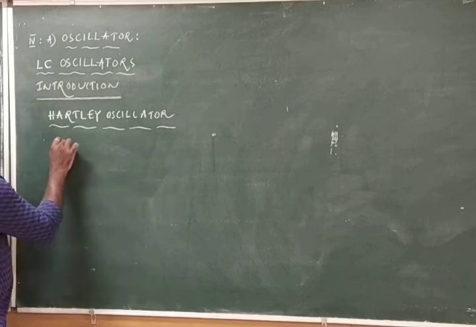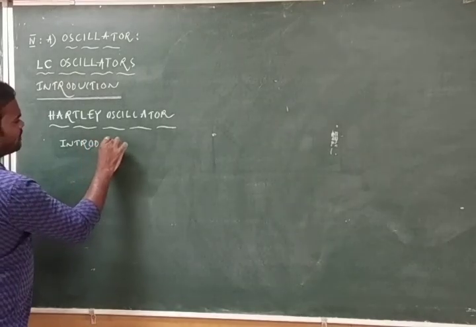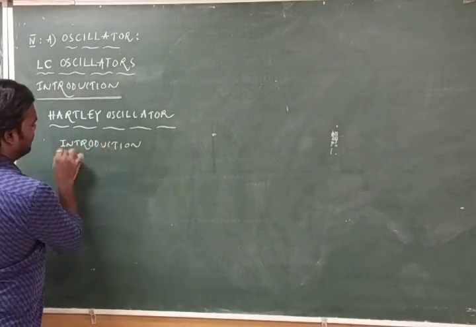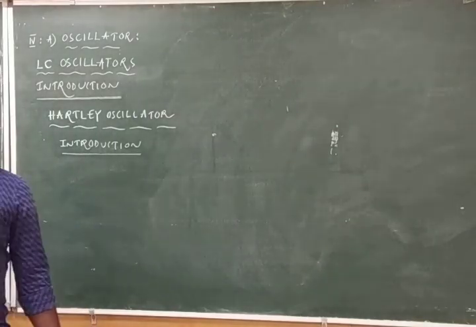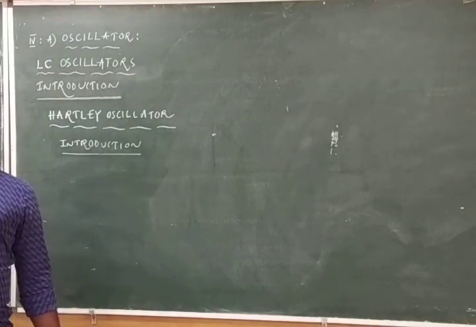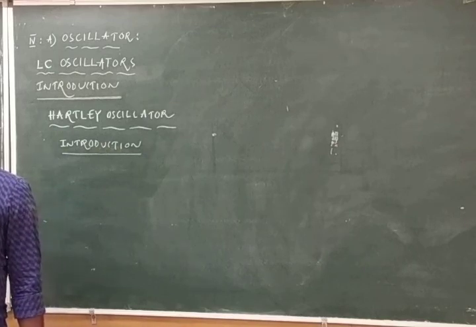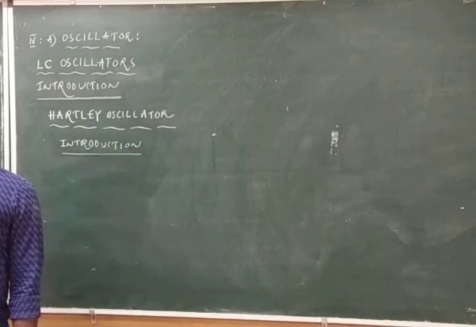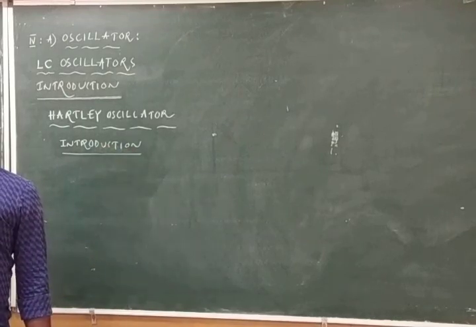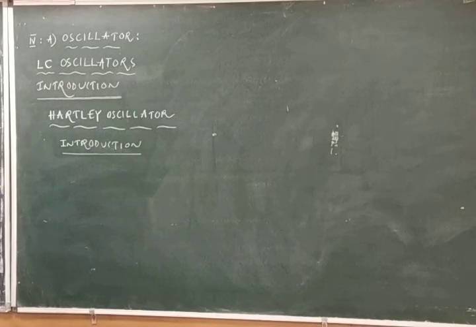Then the introduction. Five points you have to explain to get the maximum of 10 to 15 marks. First one is introduction, second is block diagram, third is circuit diagram, fourth is operation, and last is frequency of oscillation, which is the equation. You should explain these five points.